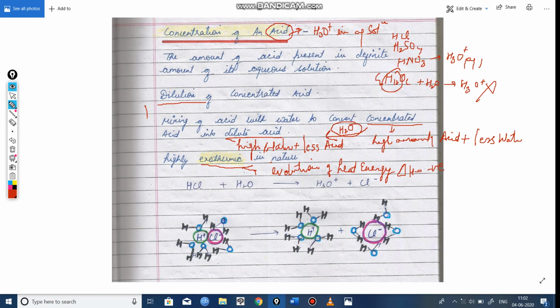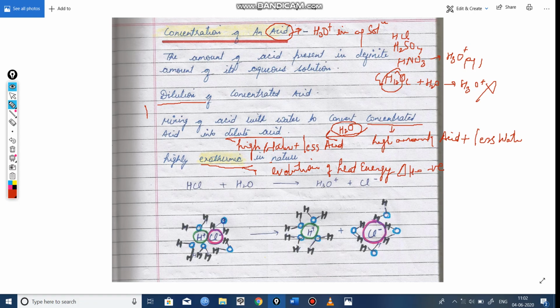So what do you understand by exothermic? A chemical reaction or a process in which heat energy is released is known as an exothermic process. So dilution of acid is an exothermic process. If the force of attraction increases, energy is released. If the force of attraction decreases, energy is absorbed.